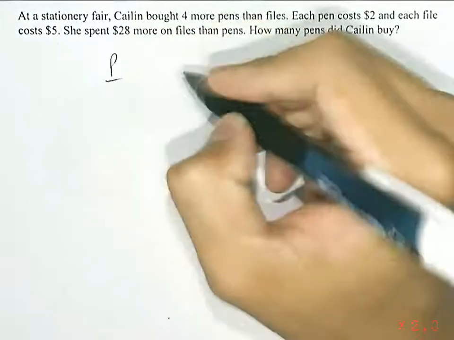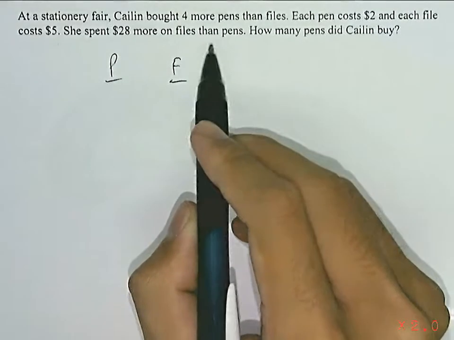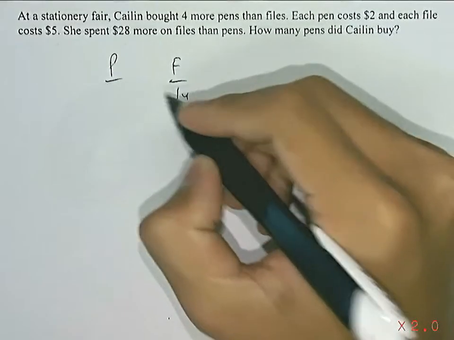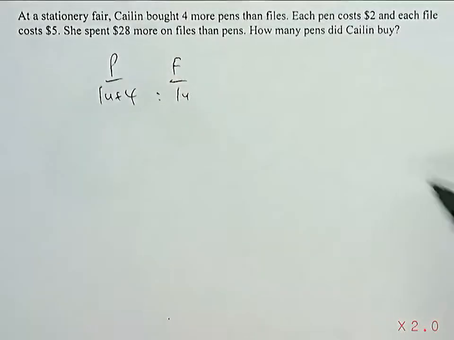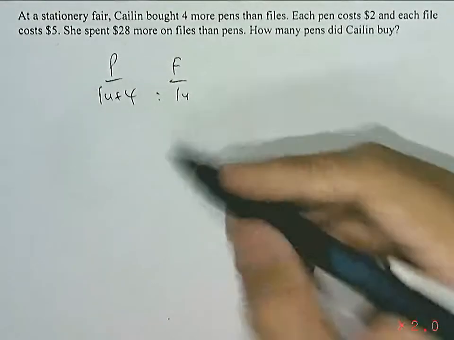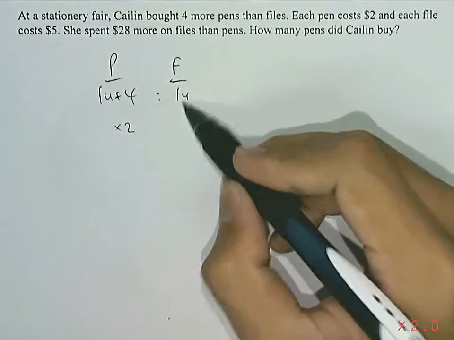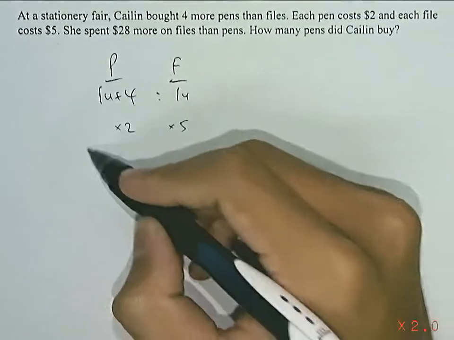So we have the pens and the files. For the number of files, let's say it's 1 unit, then the pens would be 4 more than that. So that's 1 unit plus 4. Each pen costs $2, so that will multiply by 2. And each file costs $5, so multiplying by 5.